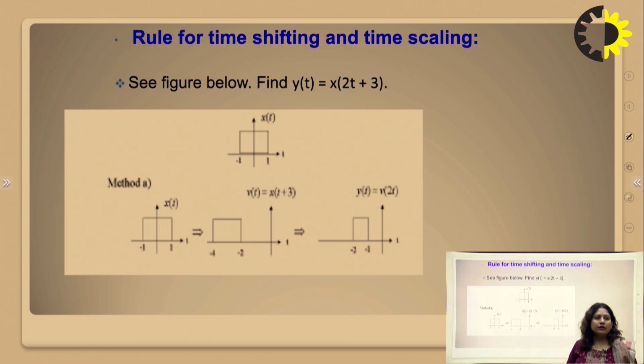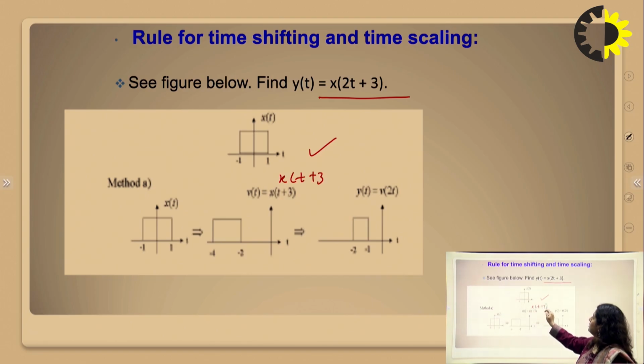So the rule for time shifting we already discussed. Take y(t) equal to x(2t plus 3). Suppose x(t) is a rectangular pulse from minus 1 to 1. Firstly, we have to do the shifting by 3. So minus 1 is shifted to minus 4, and 1 is shifted to minus 2, with the help of the shifting by 3, that is x(t plus 3).